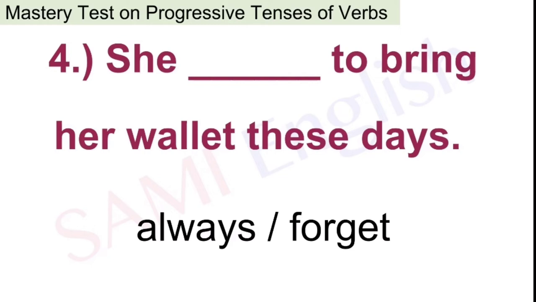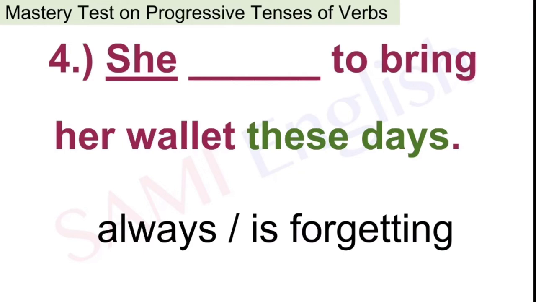Balikan natin itong sentence. She blank to bring her wallet these days. Ang time indicator used ay these days, so ibig sabihin, sa ngayon, okay? Sa panahon ngayon. That means, this temporary habit is happening at the present time. Next, should we use am, is, or are? What is the subject in the sentence? She, okay? She is singular, so we should use is. Okay, forgetting, is forgetting. And then, yung always should be in the middle, okay? Is always forgetting. So, the answer for number four is, she is always forgetting to bring her wallet these days.